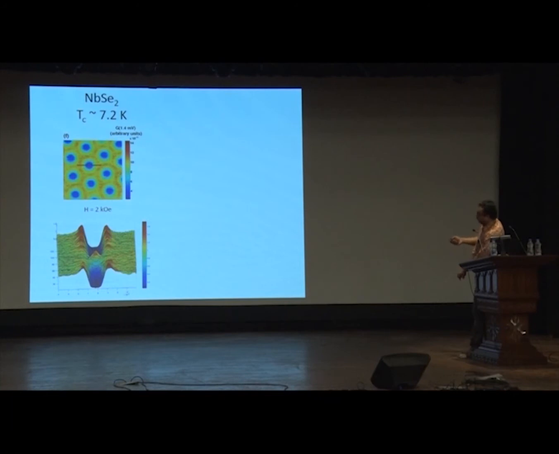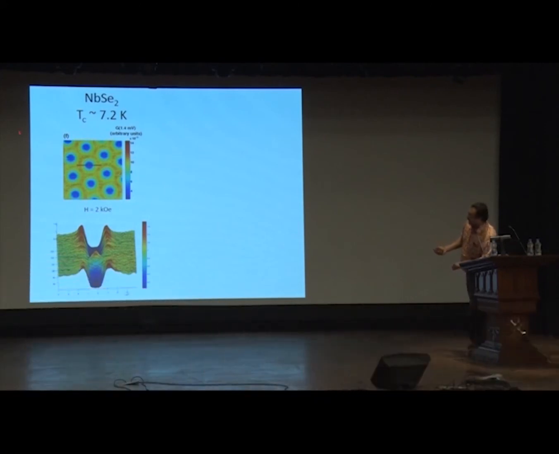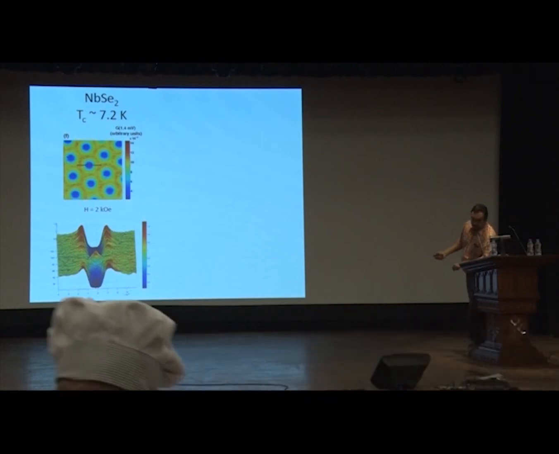To give you some example first, this is for example a niobium diselenide surface. Niobium diselenide is a type 2 superconductor, and with the scanning tunneling microscope we can get these vortices when we apply magnetic field. So you can see this beautiful image of vortices.